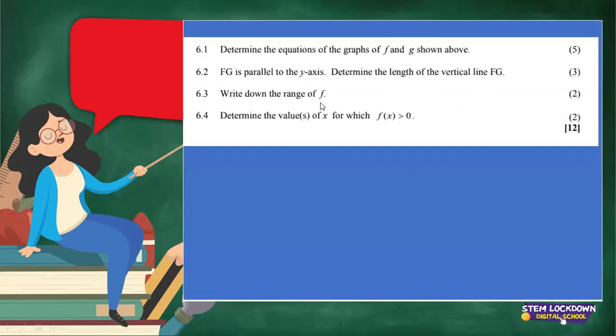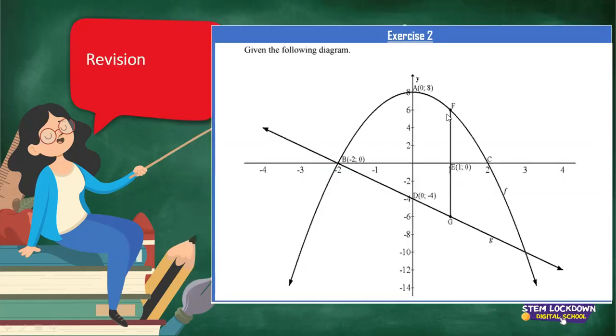And then the last one, write down the range of f. What would be the range of f? We say the range means what? The range implies the y values. All the possible y values. What are the possible y values here? So the y values are from 8 downwards, from 8 to negative infinity. So these are our range values.